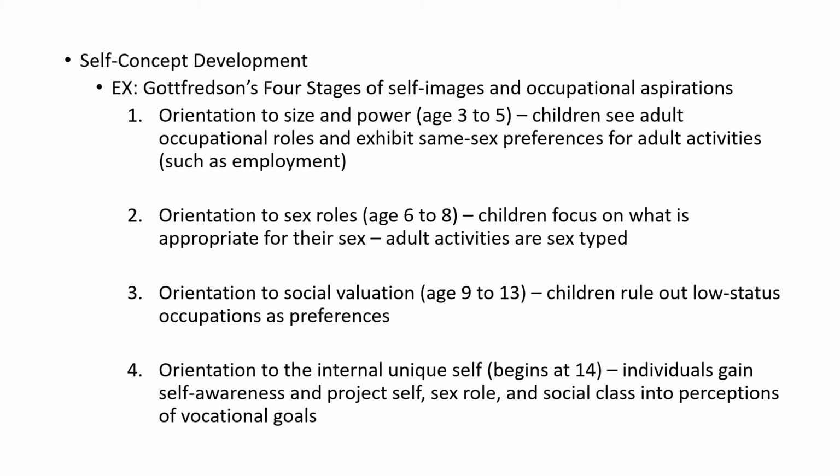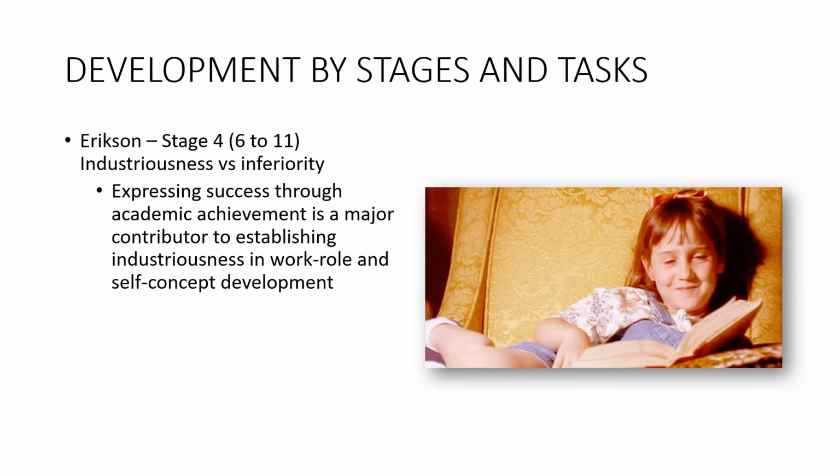Obviously, if you disagree with this, it's totally fine, but I'm just letting you know that there are models that show an observation of how children process vocation and work. Development by stages and tasks. Erikson says that stage 4, from 6 to 11 years old, is industriousness versus inferiority. So are you really productive, or are you not very good? Expressing success through academic achievement is a major contributor to establishing industriousness in work role and self-concept development.